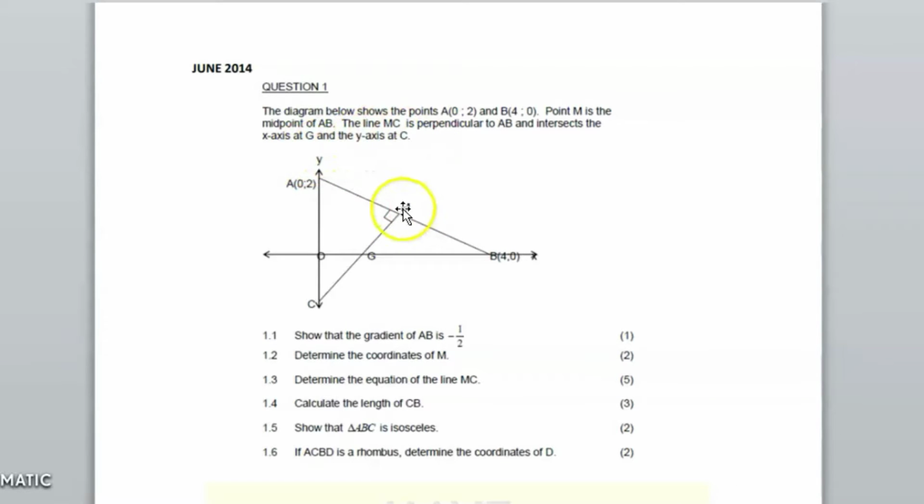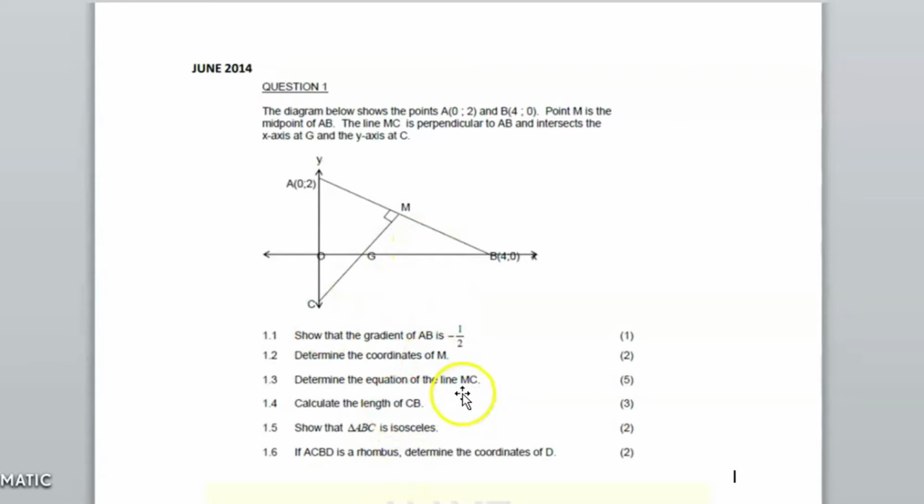The line MC is perpendicular to the line AB, meaning that for these two lines to be perpendicular, the gradient of this line, when multiplied with the gradient of this line, their product must give you -1. Now let's go to the first question.